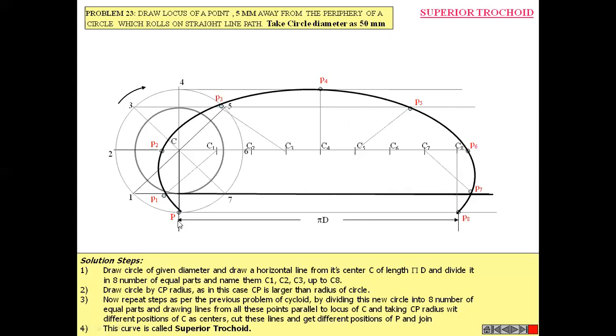Now, second possibility: whenever this point is not outside, not on the circumference, but somewhere inside of the circumference, then the generated curve is known as inferior trochoid. So, by using the same data, the diameter of the generating circle is 50 mm, but the moving point position is 5 mm inside.